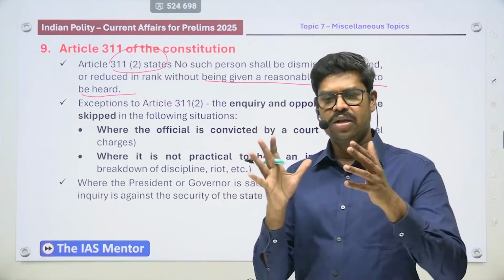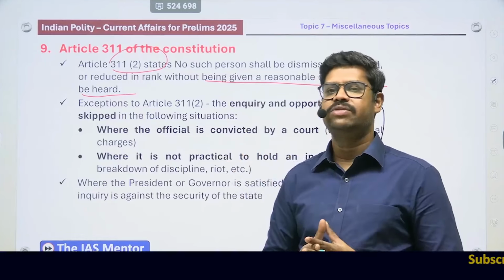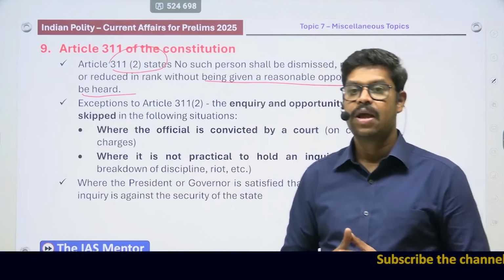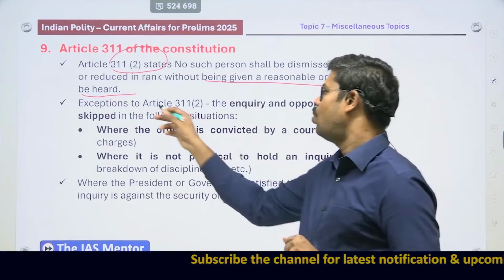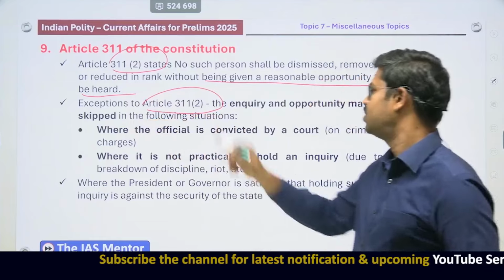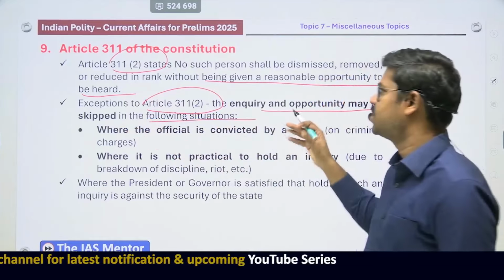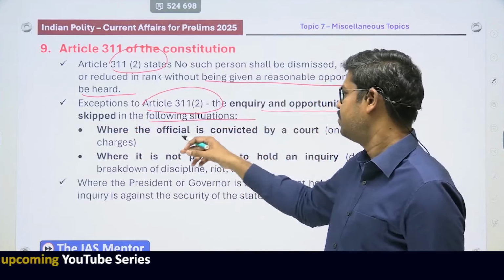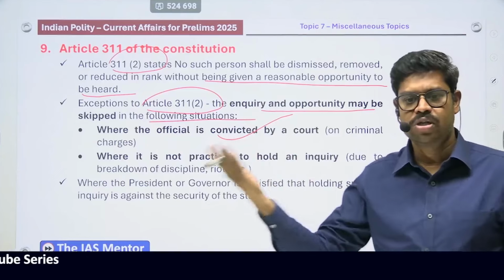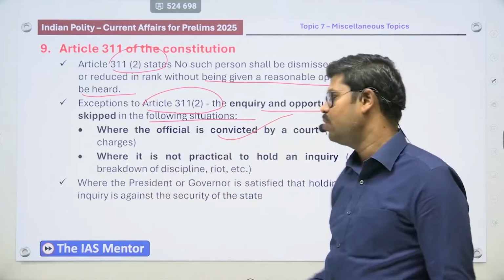So, Article 311 clause 2 is trying to protect public servants from being removed from their service. However, there is an exception to this. What are the exceptions given in the Constitution itself? The inquiry and the opportunity may be skipped in the following situations. First, when the official is convicted by a court, because the court has already found him guilty. Therefore, there is no need to conduct a new inquiry.